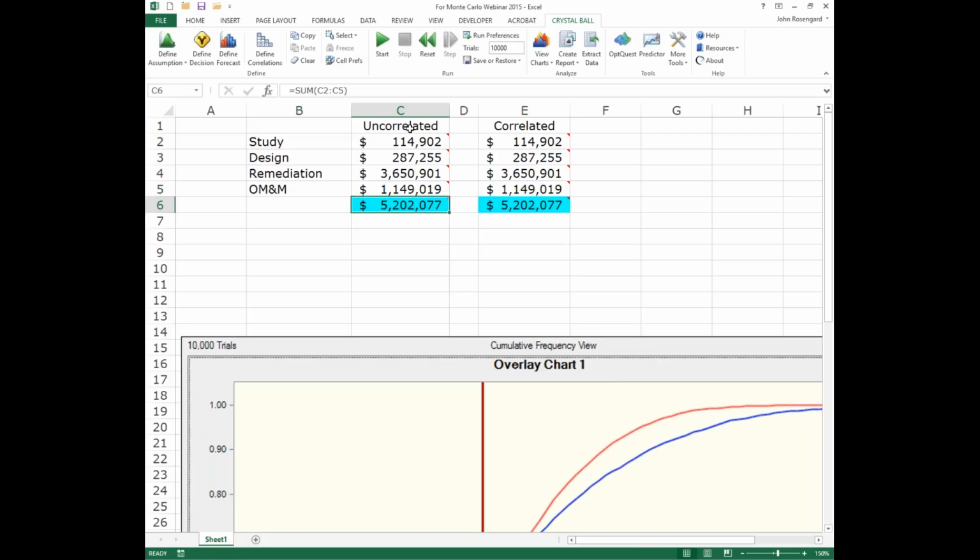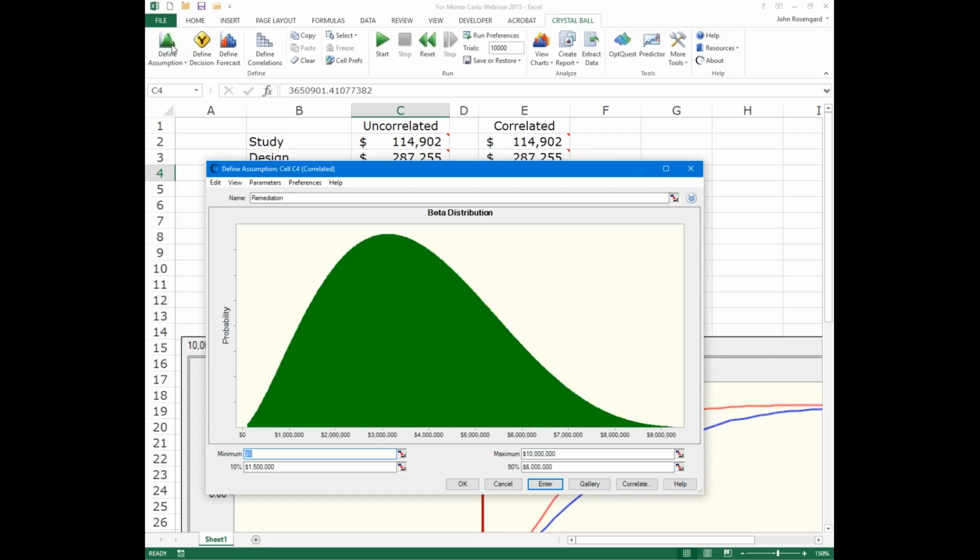Now, one thing I mentioned in the previous few slides is it's important to correlate your assumptions. So what I wanted to do is just give you a sense of, for example, here is our remediation cost, and I'll let Crystal Ball, which is the Monte Carlo tool that we use. At Risk is, by the way, from Palisade Software, another phenomenally great Monte Carlo modeling tool. But we're using Oracle's Crystal Ball in this example here. They both work exactly the same way as an Excel add-in.